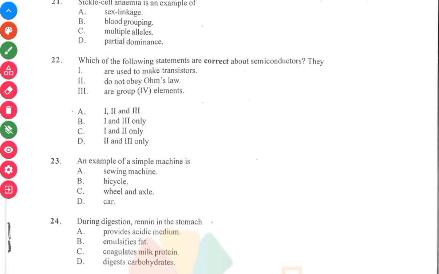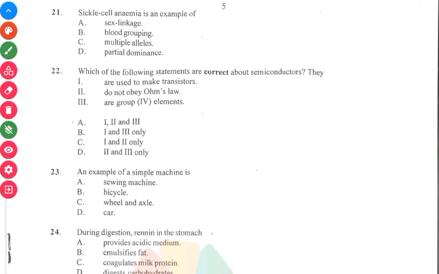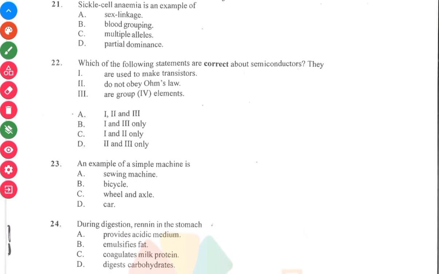Question number 21. Sickle cell anemia is an example of A. Sex linkage, B. Blood grouping, C. Multiple alleles, D. Partial dominance. The answer to this question is C, multiple alleles.